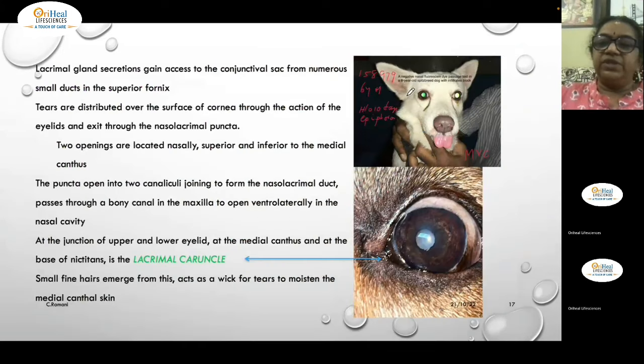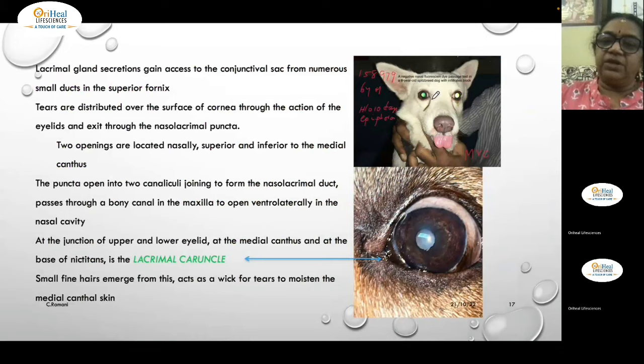The lacrimal gland, which I said occupies a superior lateral position, has ductules opening in the superior fornix. The tears produced from the lacrimal gland go onto the surface of the cornea and then exit through the nasolacrimal duct. There are two openings on the nasolacrimal duct, the superior puncta and the inferior puncta.